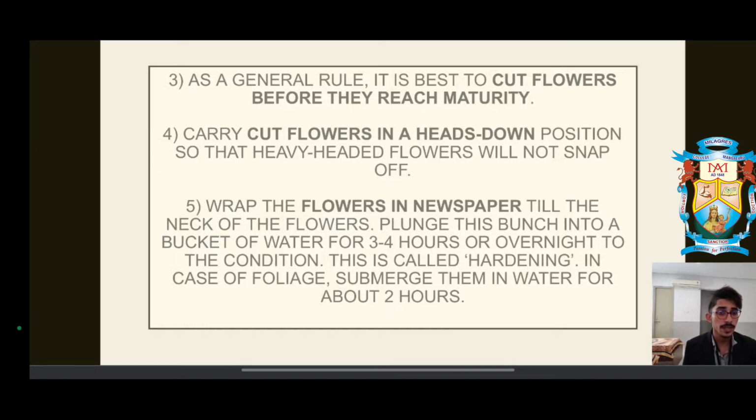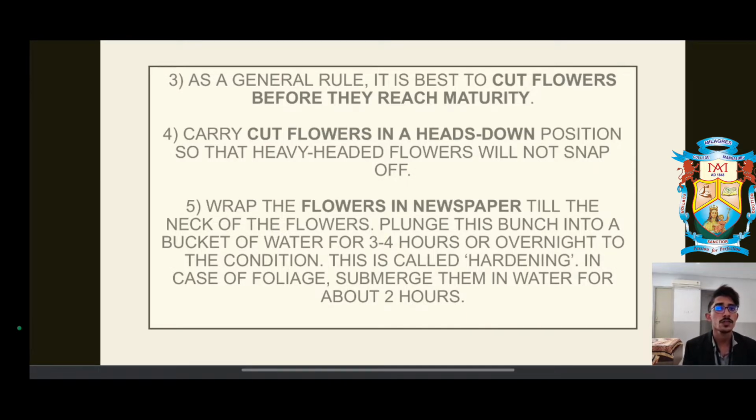What do you mean by head down position? Once we finish cutting the flower, let's say it is a marigold flower, which has a very big head, it will be very heavy. When you keep it upright and start walking, because of gravity the stem might break because of the heaviness of the flower bud. So it is best to always invert it, put it head down, and then carry it wherever you want, so that gravity doesn't affect it much and the stem stays intact.